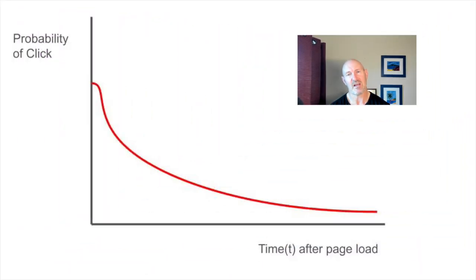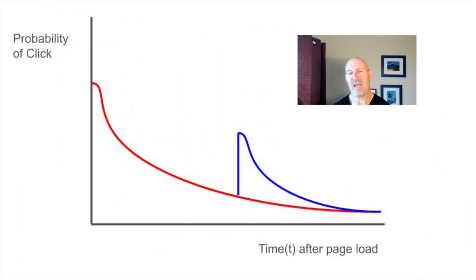So let's consider a stylized graph. Time is on the x-axis. On the y-axis is the probability of a click. The highest probability of a click is as soon as the ad loads, and the probability decreases quickly over time. I'm going to assert that the ad has essentially the same characteristics for both a direct response advertiser and a so-called brand advertiser.